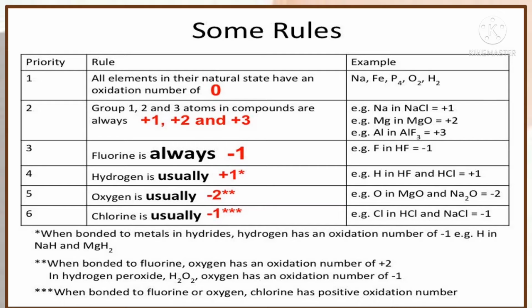Let's proceed first to rule number 3. Fluorine. Fluorine is always -1. Fluorine in any compound is -1. A few examples of fluorine-containing compounds are hydrogen fluoride or hydrofluoric acid, sulfur hexafluoride, and sodium fluoride.